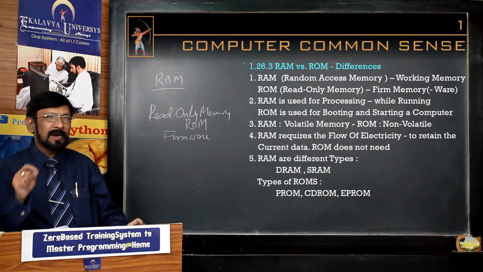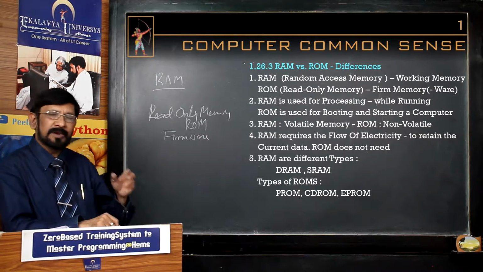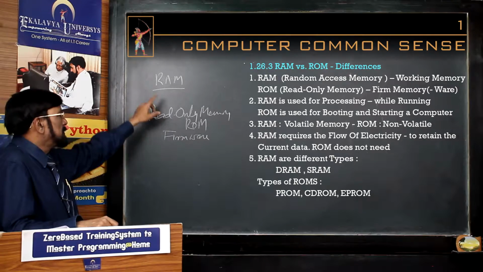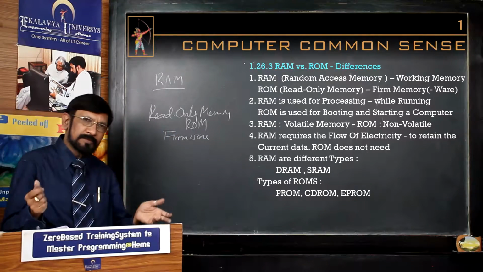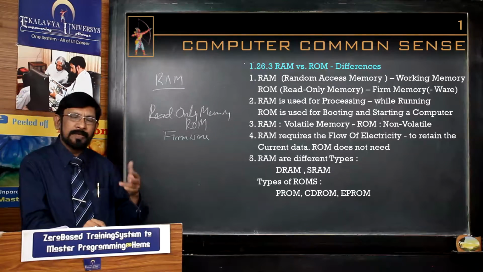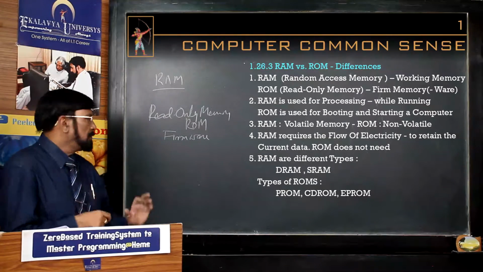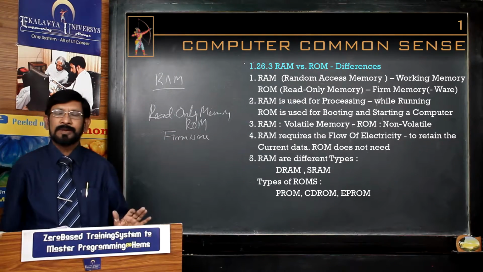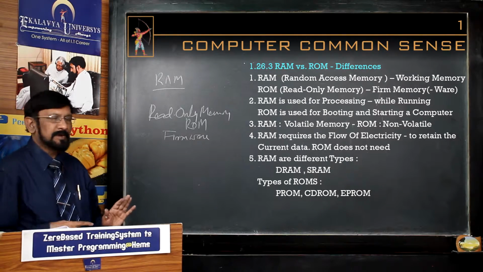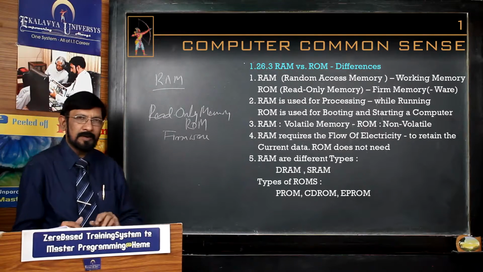For this purpose, current need not pass. That's why it is non-volatile memory. RAM is volatile memory. This is non-volatile. If power is not passed also, these programs are retained. Being a programmer or a user, you cannot change these programs which are incorporated on ROM. That is the basic difference between RAM and ROM.